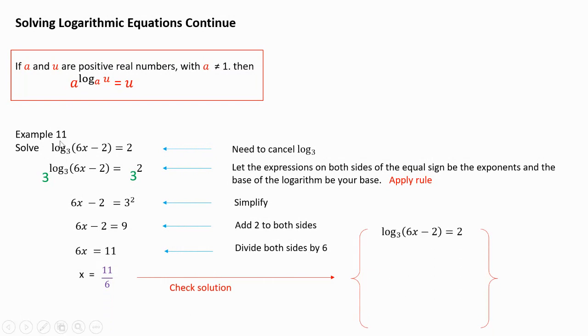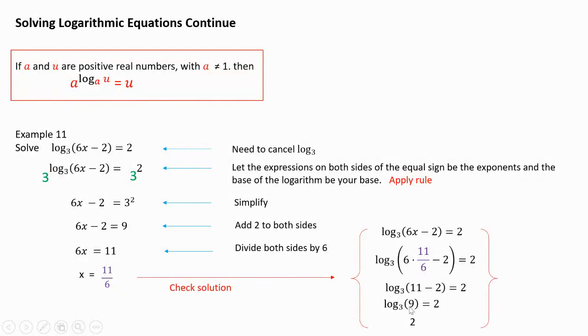We start from the actual problem. We're going to plug in 11 over 6 for the x's. 6 times 11 is 66. Divided by 6 will give us 11. 11 minus 2 is equal to 9. So log of base 3 of 9 equals 2. Log of base 3 of 9 is equal to 2.